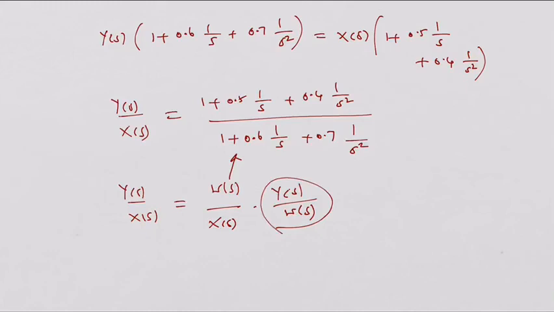So this term I can find out that W(s) by X(s) is equal to, what is W(s) by X(s)? It is 1 divided by 1 plus 0.6 times 1/s plus 0.7 times 1/s squared. Yes, are you getting this?